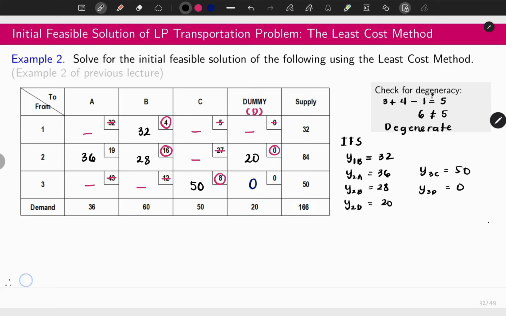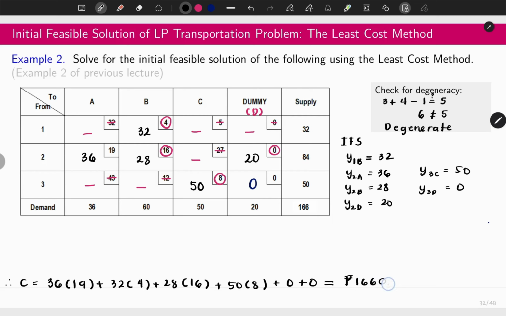So now, let us get the corresponding cost. 36 times 19 plus 32 times 4 plus 28 times 16 plus 50 times 8 plus 0 plus 0. Okay? Saan galing yung 0 plus 0? Ito yun. Alright, for this, we get 1,660 pesos. The northwest corner rule gave us 2,840 pesos.